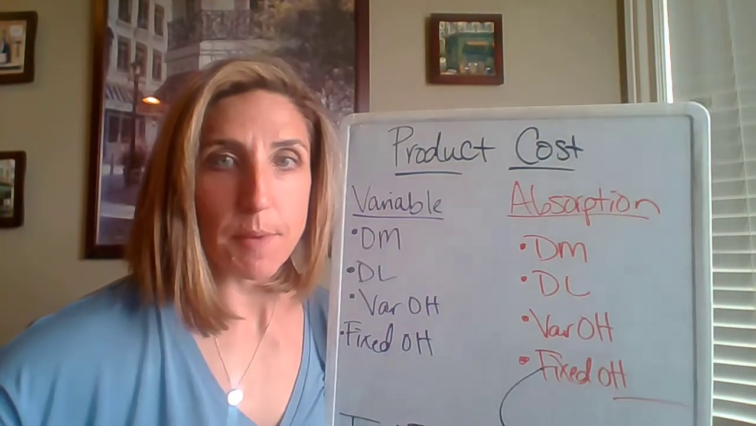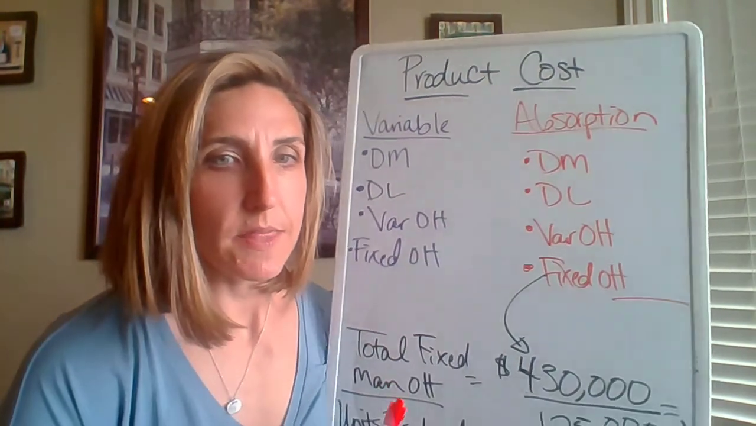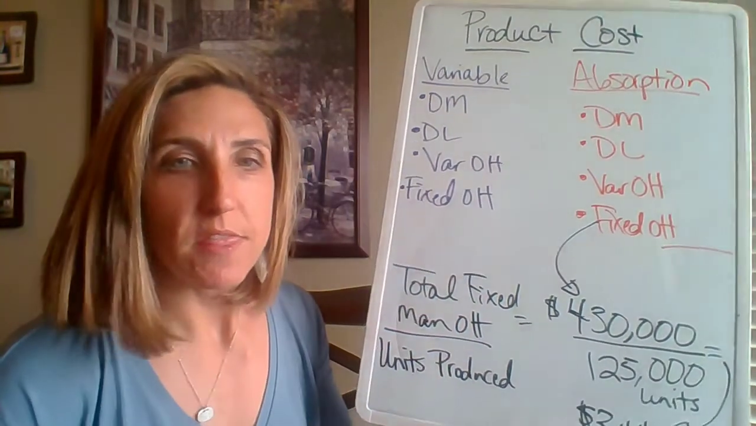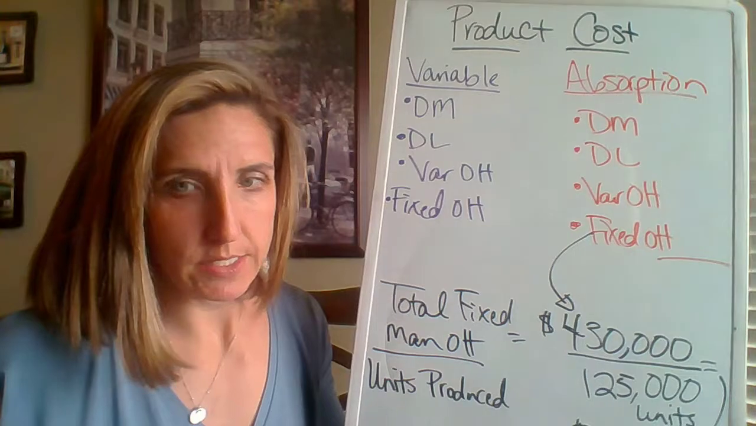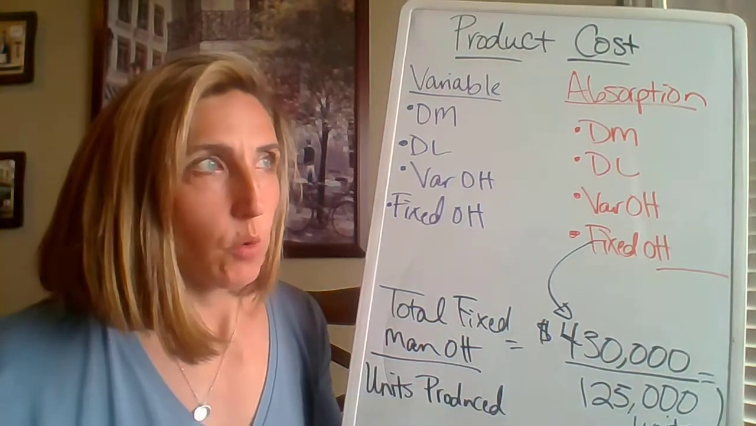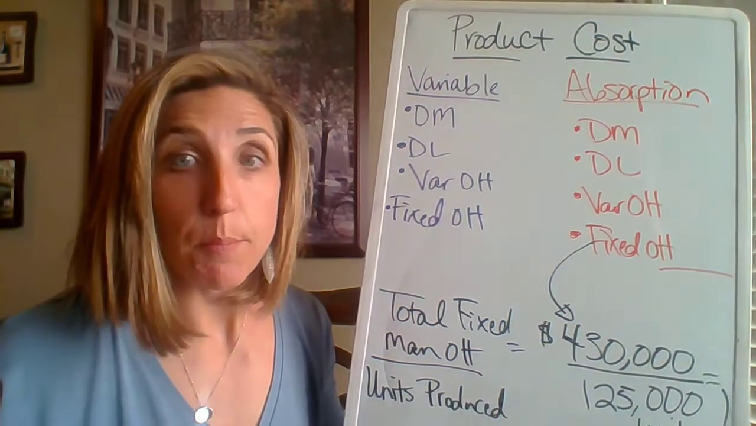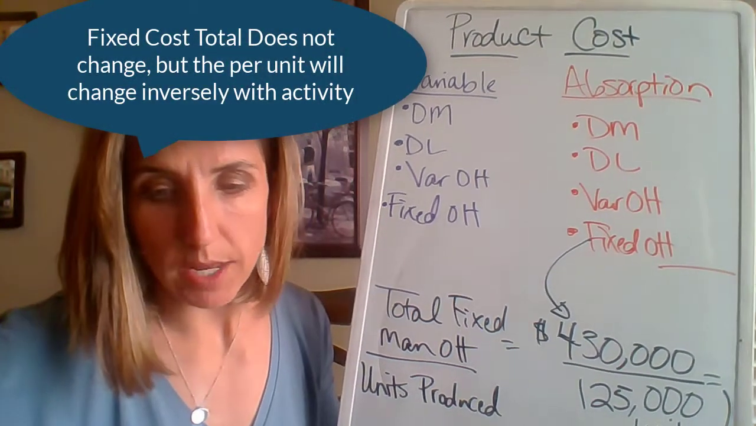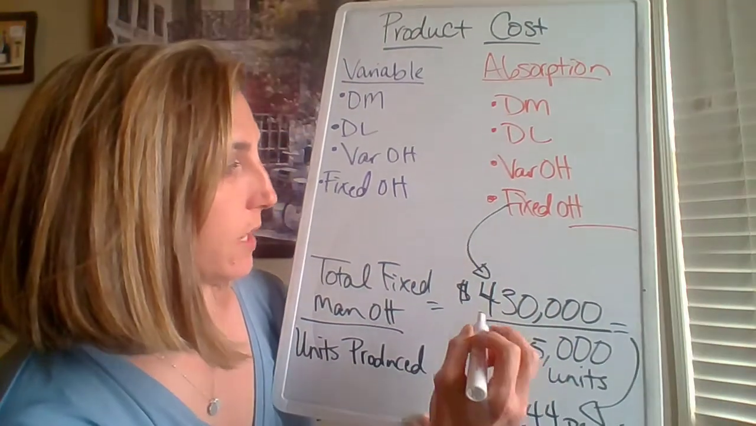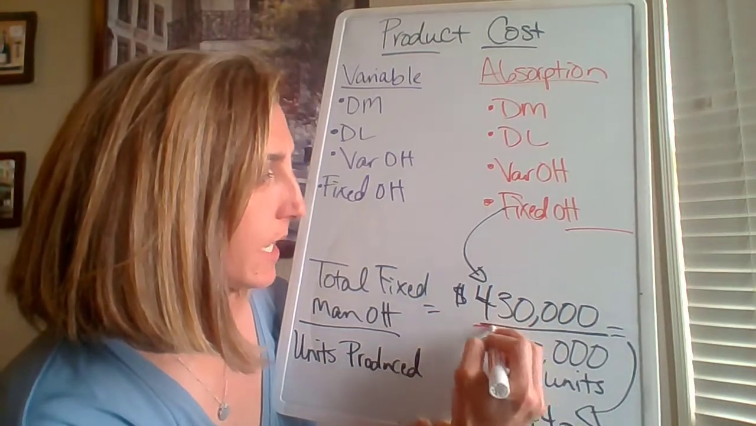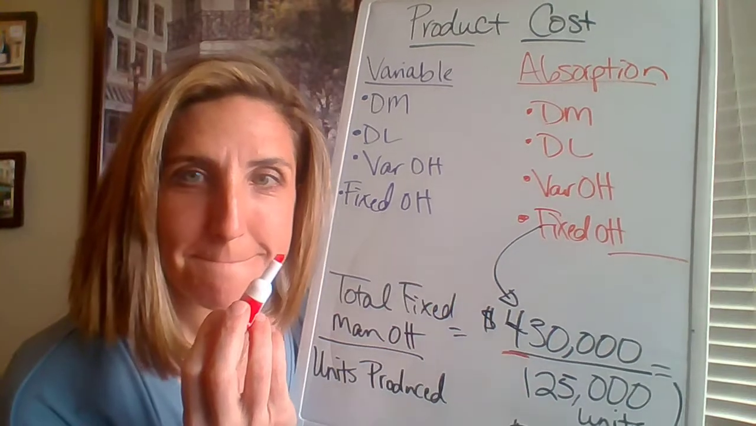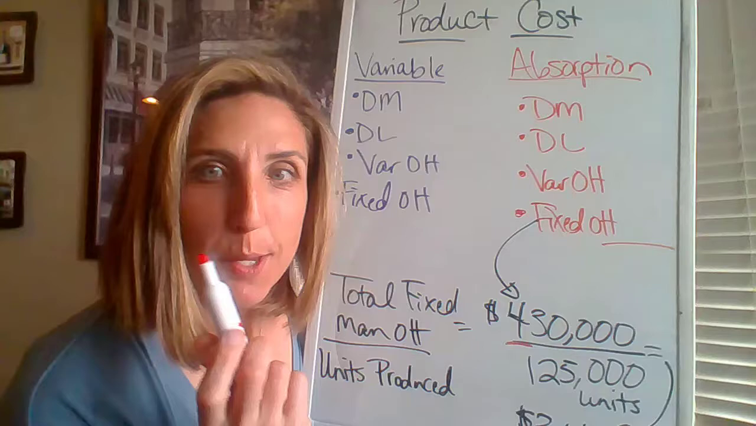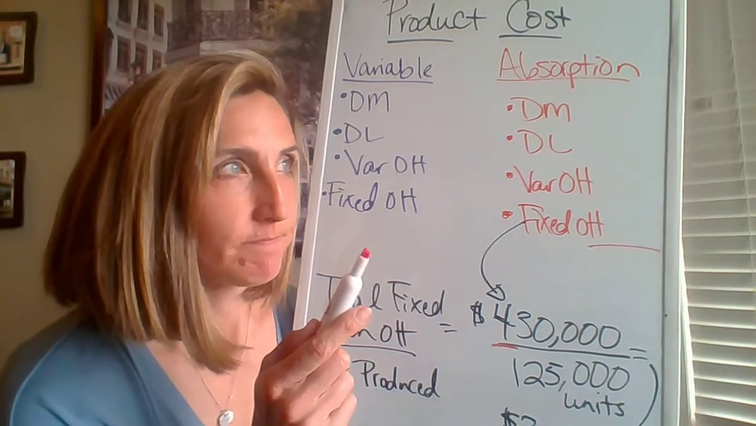The first thing I want to talk about, though, is that the main difference between these two costing systems is how the fixed overhead is treated. So the total fixed overhead will be allocated on a per unit basis to the product on the absorption side. So what I've written here is, let's pretend that we are a marker manufacturer. We produce and sell markers.